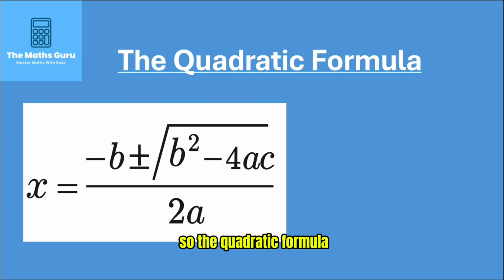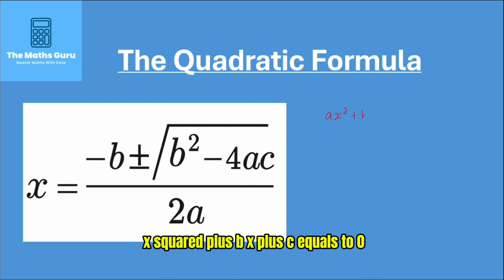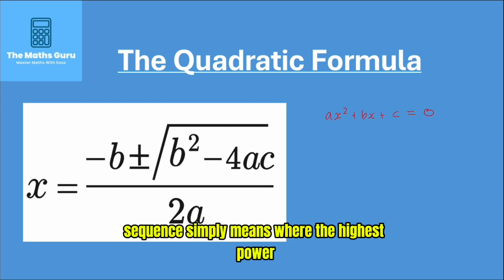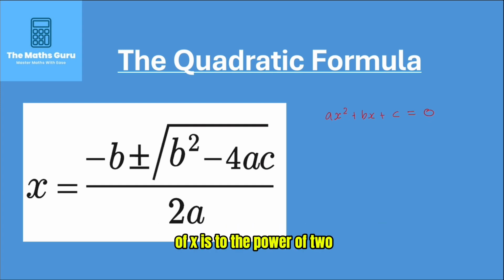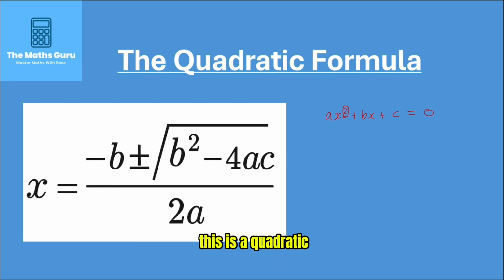So the quadratic formula, we use it to solve equations of the form ax squared plus bx plus c equals 0. In other words, this is a quadratic equation. And a quadratic simply means where the highest power of x is to the power of 2, as you can see. So the highest power of x in this general formula is x squared, therefore this is a quadratic.